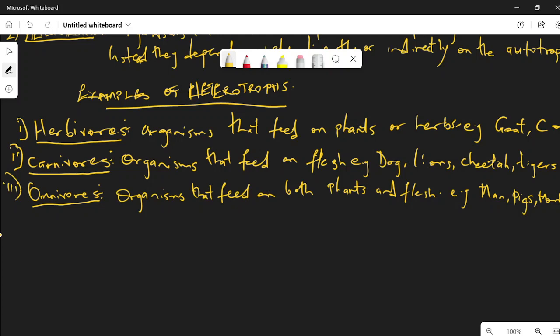Now, before we go further, let me quickly say this. Remember that I said that heterotrophs are organisms that feed directly or indirectly on the autotrophs. So of these three, which ones do you think are only feeding directly on the autotrophs? Which ones do you think feed directly on the autotrophs only?